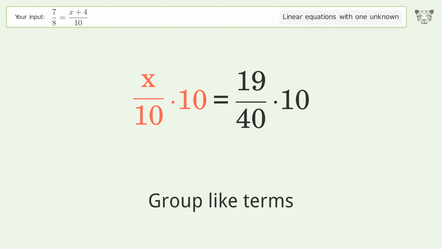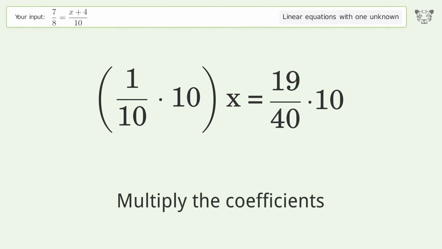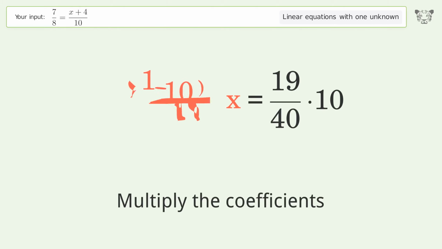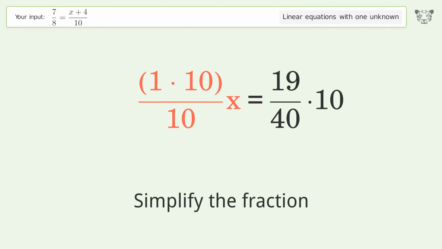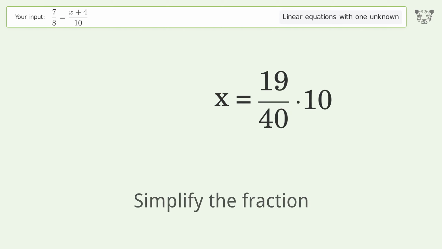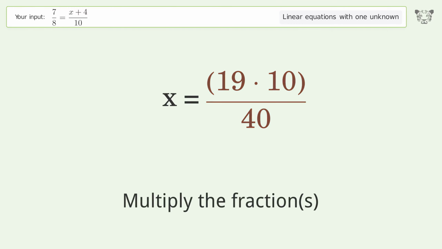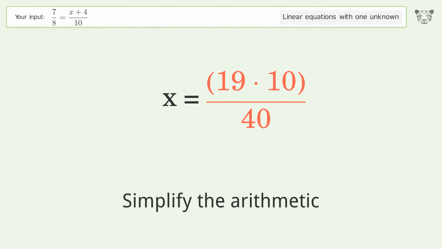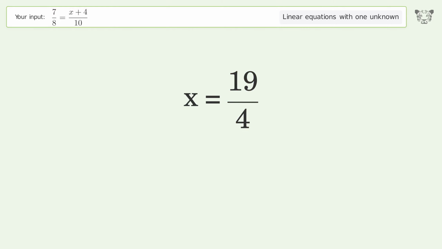Group like terms. Multiply the coefficients. Simplify the fraction. Multiply the fractions. Simplify the arithmetic. And so the final result is x equals 19/4.